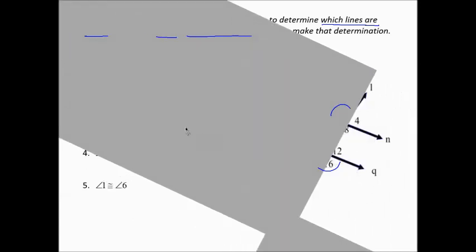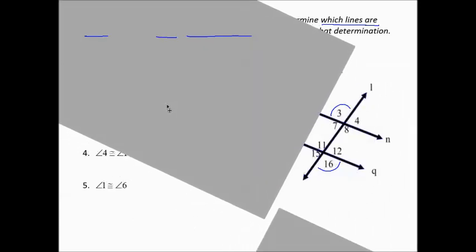Let's move this piece of paper over here, and I'm going to cover up line M, and that's the line to cover up because I still see angle 3 and angle 16. So either with my highlighter or my color pencil, I'm going to trace over the two lines that look like they might be parallel in the picture. It looks like N and Q, with L being the transversal.